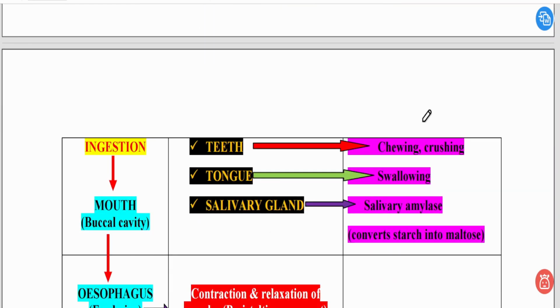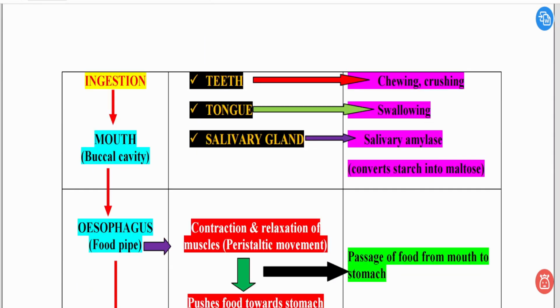First of all, let me explain: when we take food particles from the outside environment, that process is called ingestion. In holozoic nutrition we have already studied the flow chart of the nutrition process. The first step that takes place is ingestion, that means intake of food particles from the external environment.